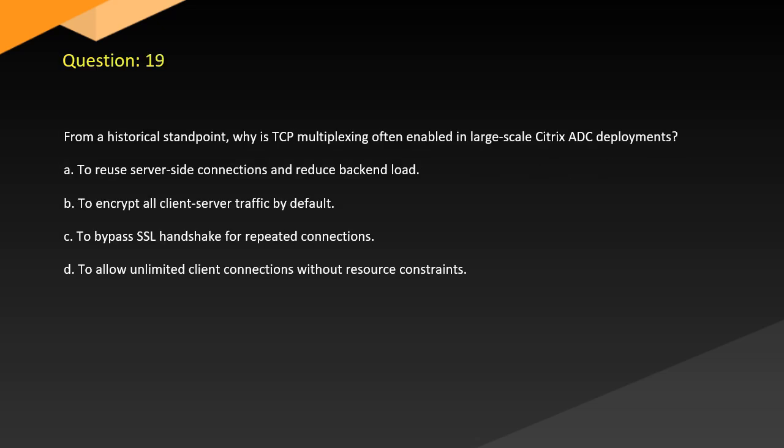Question 19. From a historical standpoint, why is TCP multiplexing often enabled in large-scale Citrix deployments? A. To reuse server-side connections and reduce backend load. B. To encrypt all client-server traffic by default. C. To bypass SSL handshake for repeated connections. D. To allow unlimited client connections without resource constraints.